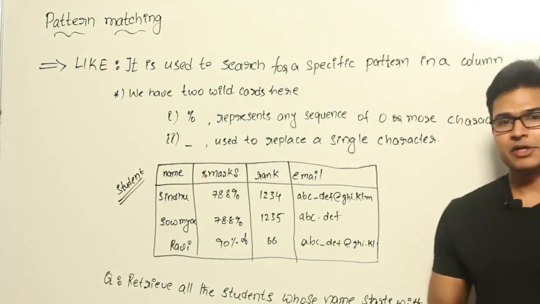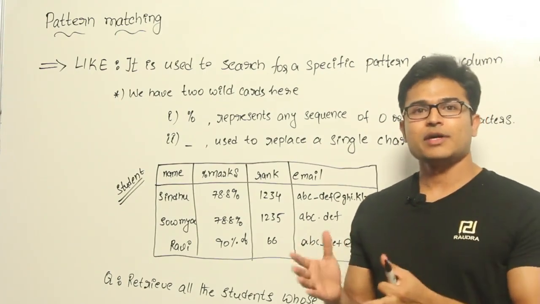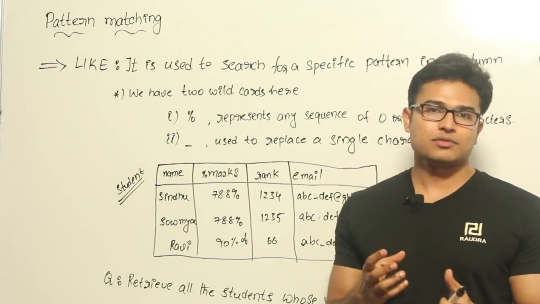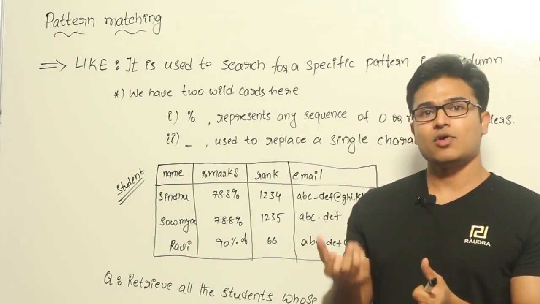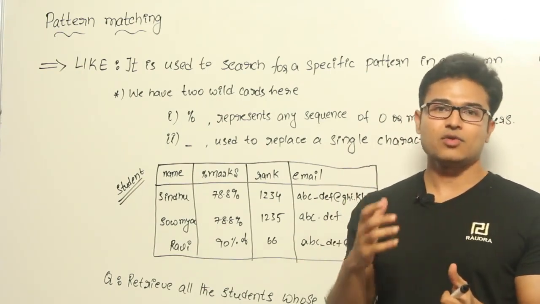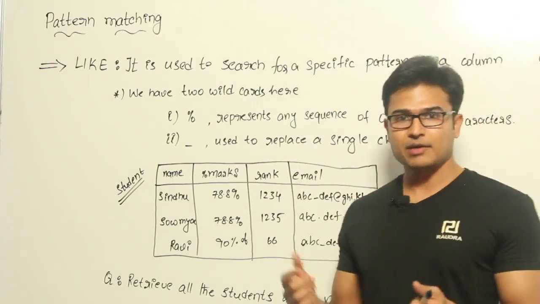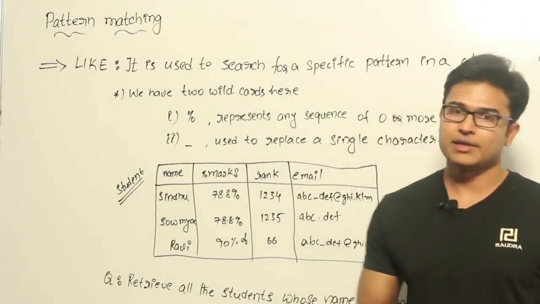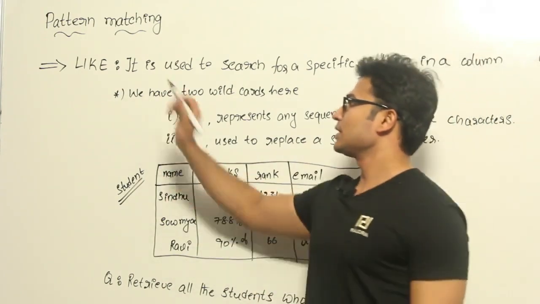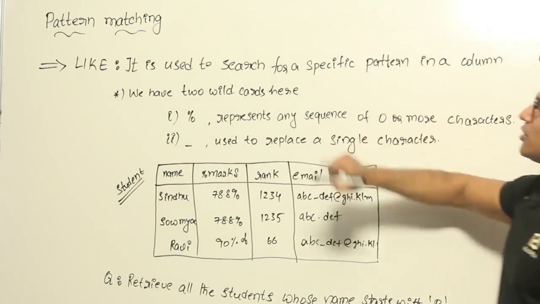Now sometimes while retrieving the data, we might not know exactly what data we want, but we might know a part of it. Then if we want to extract the data based on the part of the data, we are going to use pattern matching. For pattern matching, we are going to use the keyword LIKE. It is used to search for a specific pattern in a column.